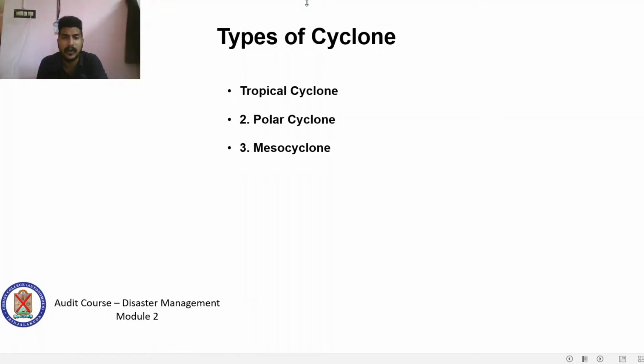The second type of cyclone is a polar cyclone. It occurs over the polar regions of Greenland, Siberia, and Antarctica. It is strong during the winter season.